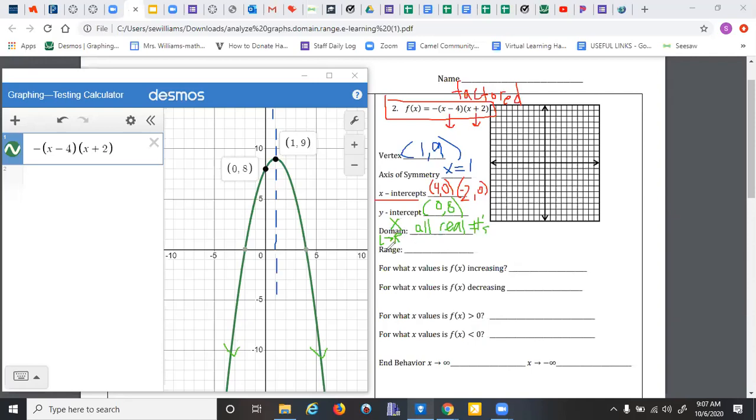All right. The range will switch. What did we say range was? Bottom to top. Very good.